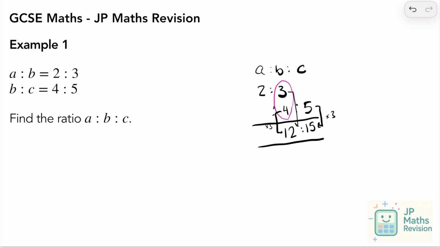Now to get from 3 to 12, I times by 4, so I'm going to do the same thing to the 2. 2 times 4 is 8. So my answer, I end up with 8 to 12 to 15.